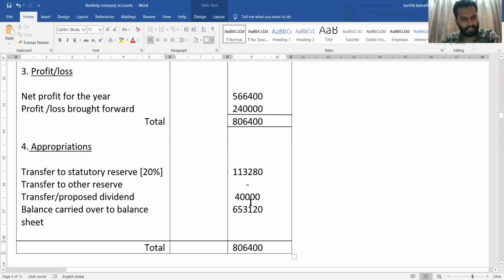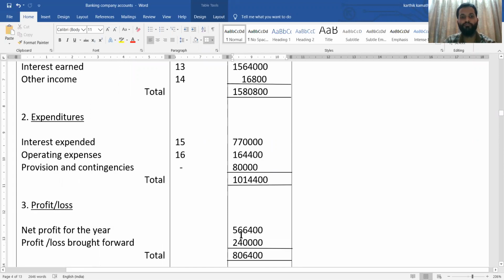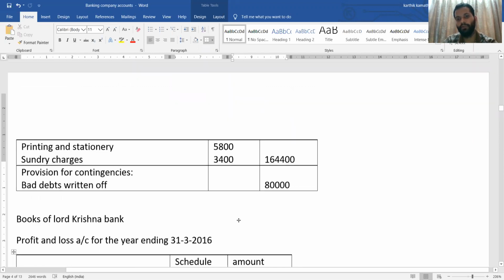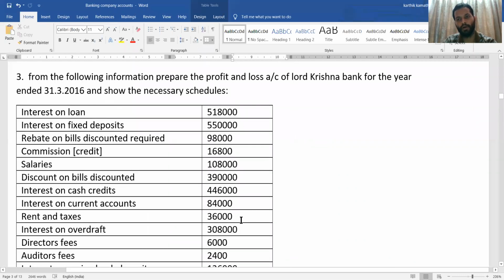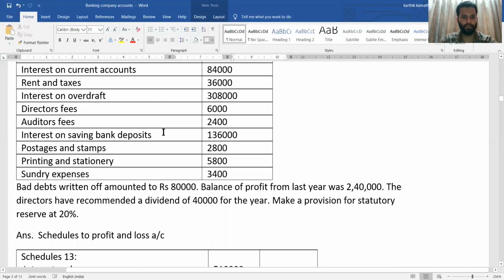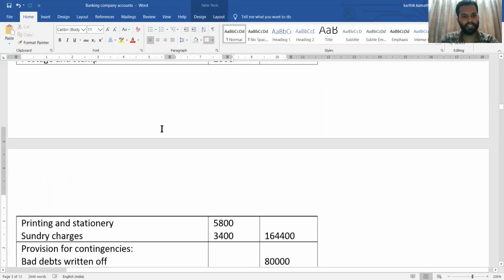The totals must be equal. That is nothing but you are adding all this information: balance carried over to balance sheet, proposed dividend, and statutory reserve. You will get 8,06,400. So this is how you do the profit and loss account format after doing the working note. See this problem. You can attend this problem if it comes in the examination, because if you know where you need to enter what under which schedule, you can very easily attend it. Not much adjustment is given.